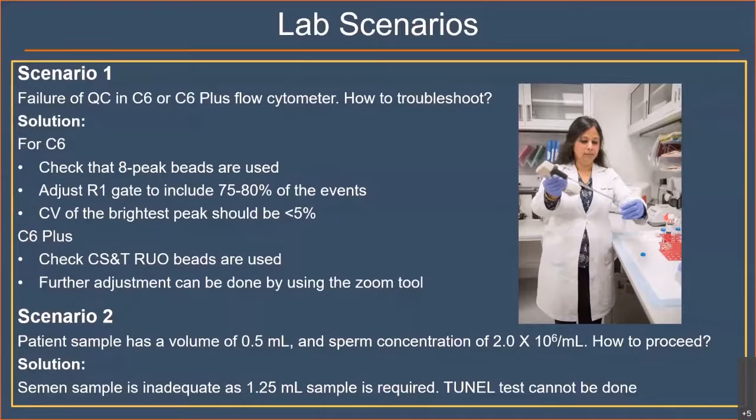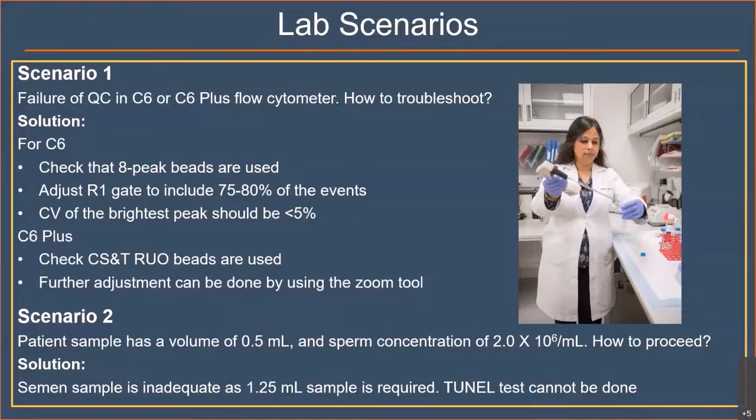Scenario number one is that the quality control did not perform as expected in either the C6 or the C6 Plus flow cytometer. The solution in this case is it's extremely important that we know the correct beads that are being used for the flow cytometer. If we are using the C6 flow cytometer, we must use the 8 peak beads, and the gating should include 75 to 80% of the events, and the coefficient of variation of the brightest peak should be less than 5%.